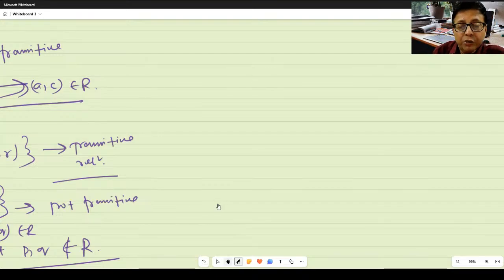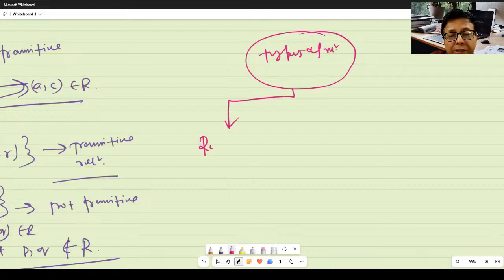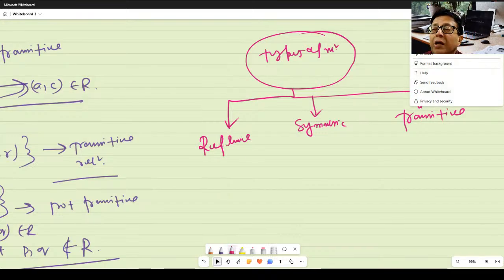So in class 12, as I told you earlier, we'll be discussing mainly these three types of relation. Number one, reflexive. Number two, symmetric. And number three, transitive. And the definitions you have understood, isn't it?